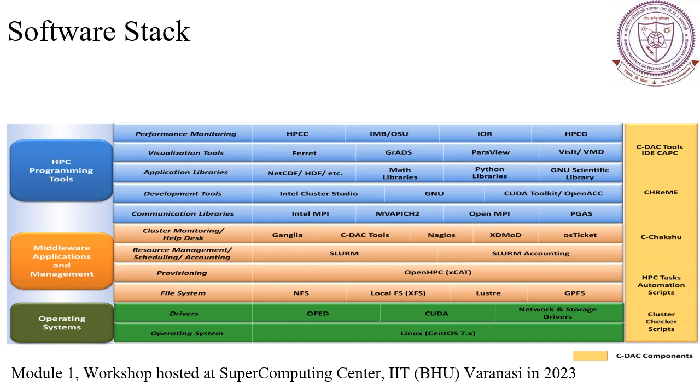The second layer is middleware application and management layer. So the second layer of the HPC software stack is the middleware layer. The middleware layer sits between the OS and the application, and it provides a number of services to the application such as file system, resource management, and cluster monitoring. So let's go one by one.